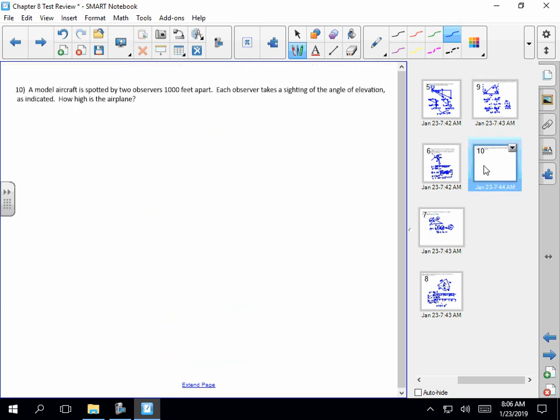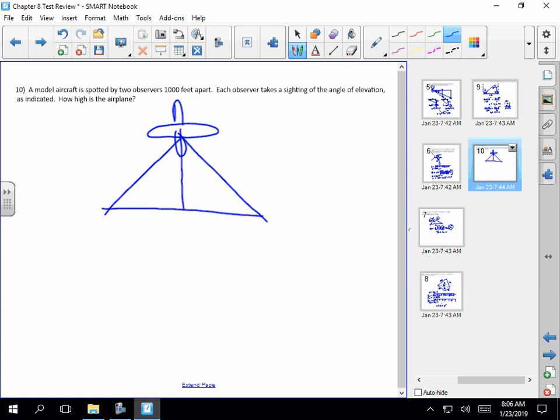All right, number 10. A model aircraft is spotted by two observers. So we have the airplane up here. There it is, and two observers on each side of this thing. They're 1,000 feet apart. It says a 35-degree angle over here, so that's one angle of elevation. And then the other angle of elevation is 40 degrees from this other side. So the question is, how high is the airplane?